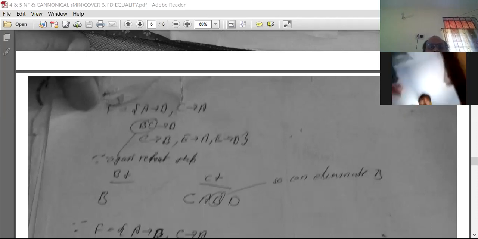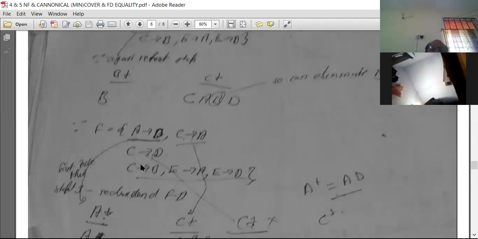Now all the left hand side is removed. Only in that condition will you remove the left hand side attribute: when the closure of one part of the left side gives the other one. If it is not coming, we have to keep that. It is not necessary to make the left hand side only a single attribute.